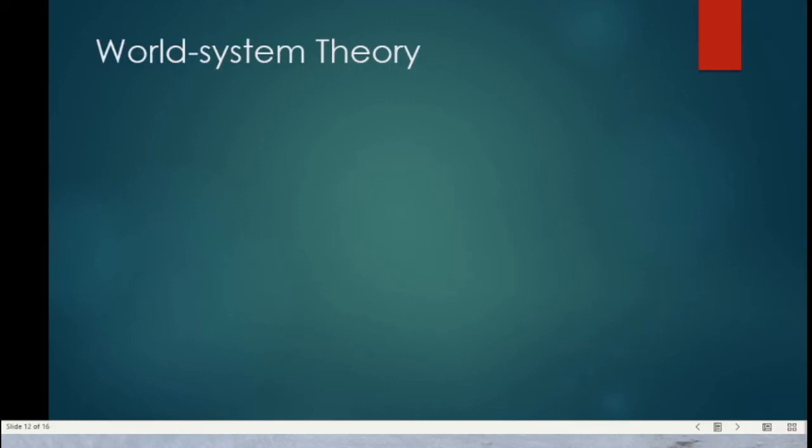Okay, so how about the world system theory? The world system theory basically advances very similar arguments to dependency theory. The difference is that dependency theory focuses on a single, vulnerable society and its relationship with an external metropole, this relation of dependence. But the world system theory actually focuses on a bigger region.